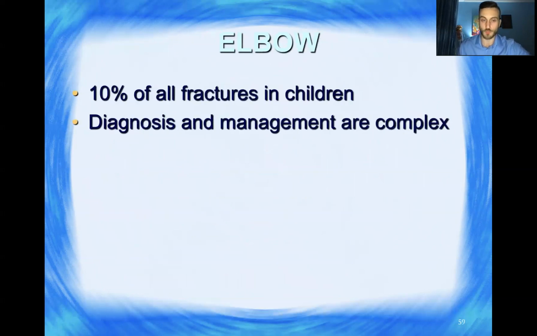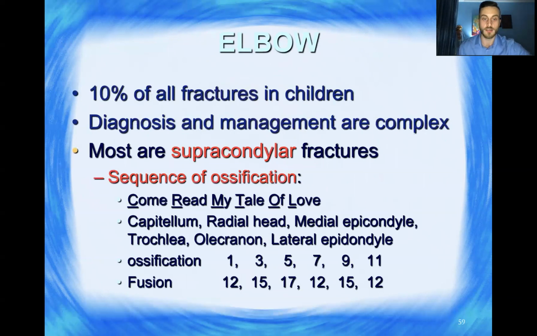Okay, elbow. It accounts for 10% of all fractures in children, and diagnosing and managing them is sometimes complex. Supracondylar fracture. In the distal humerus, we have the lateral and the medial condyles. The area above is called supracondylar. Sometimes it's hard to diagnose. Why? Because you can't see the bone, because it's still cartilage.